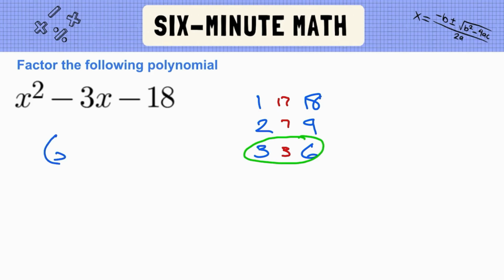So we know that we have x and 3, x and 6, and one is a positive, one is a negative to get this negative 18. Well, which one's positive, which one's negative? Let's look at this b value of a negative 3x. That tells me that my higher term needs to be the negative and the lower term the positive.